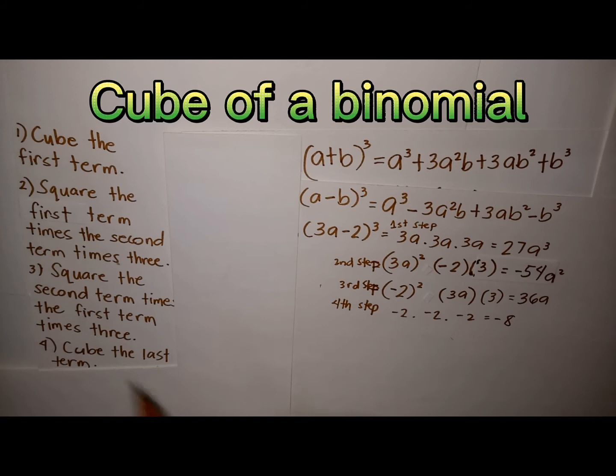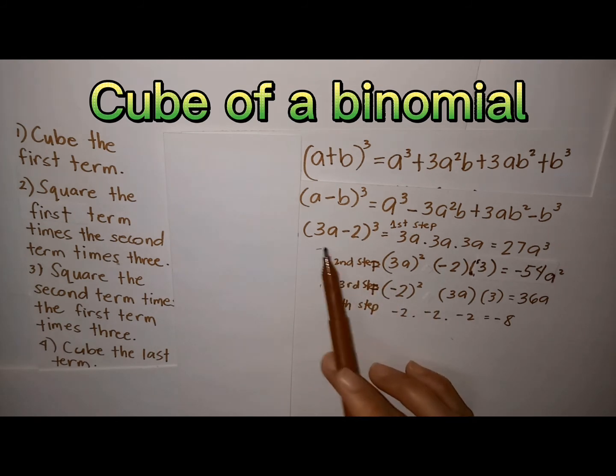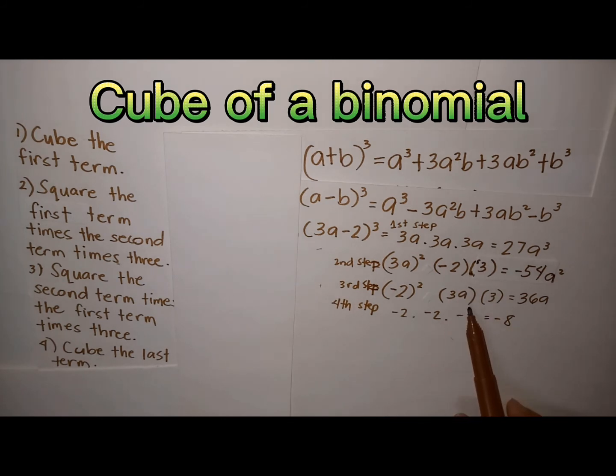For our third step, square the second term. So our second term here is negative 2, therefore we have here negative 2 squared times the first term, that is 3a. So we have here 3a times 3, so we have 3 is equal to 36a. Then we have the fourth step, cube the last term. So our last term is negative 2. We need to multiply it by 3 times. So that is negative 2 times negative 2 times negative 2. It will give us negative 8.